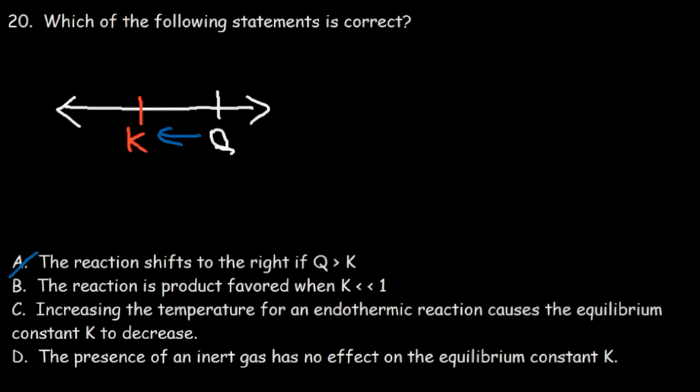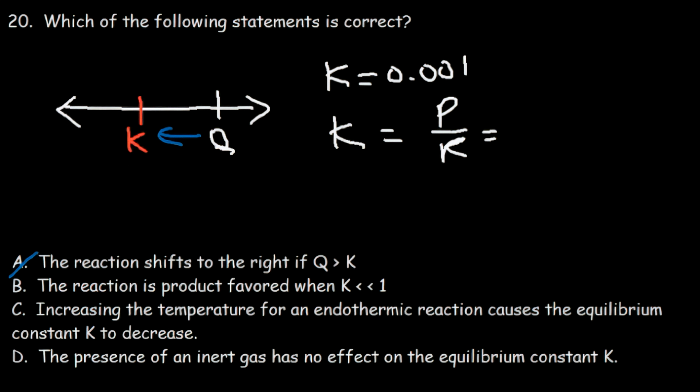B. The reaction is product favored when K is significantly less than 1. Is that true or false? When K is significantly less than 1, let's say when it's like 0.001, it's reactant favored, not product favored. K is the ratio of products over reactants. For it to be product favored, we have to have a lot of products at equilibrium compared to the reactants. So let's say if we have 1,000 products to 1 reactant. This would be product favored.